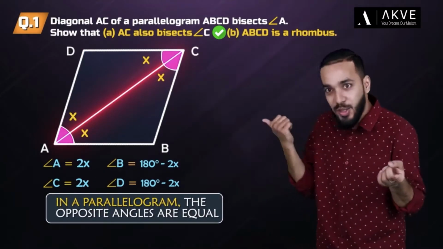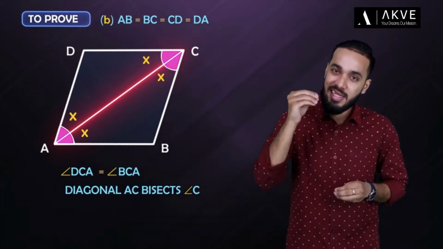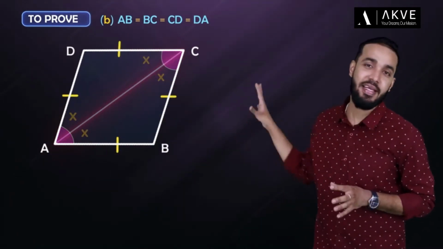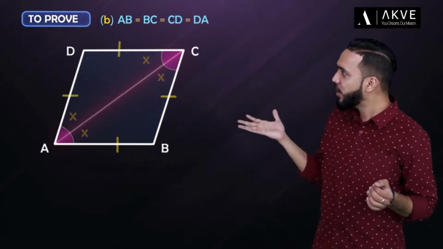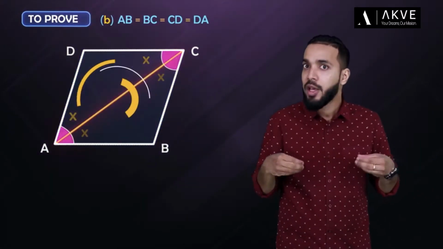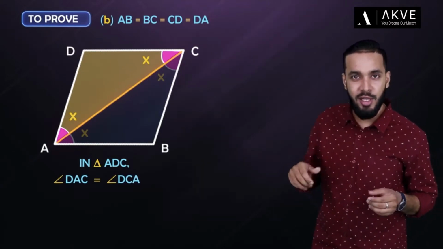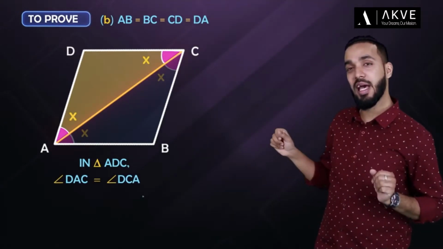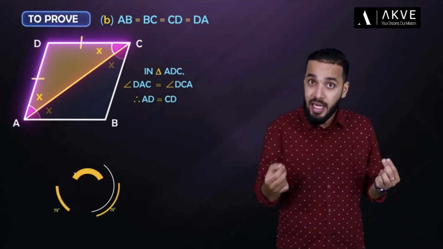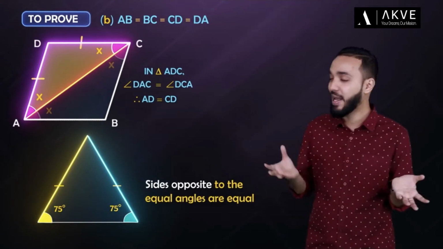This indeed was a good approach. I'm sure you would agree. Let us now advance to solve the second part of the question. We need to show that all these sides are equal. They already look equal, don't they? It's because we got the diagram right. Now, if we look at triangle ADC, two of its angles are equal, so we can say that these two sides AD and CD would also be equal, because in a triangle, sides opposite to the equal angles are equal.